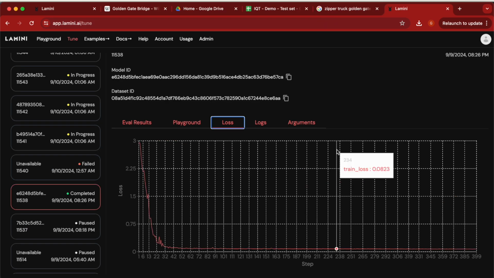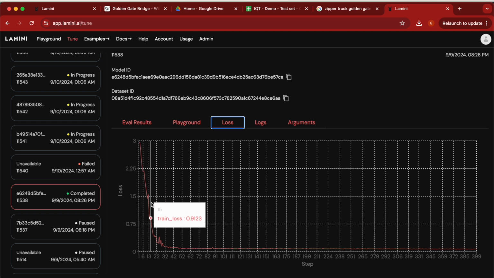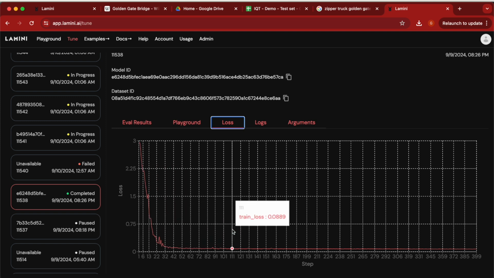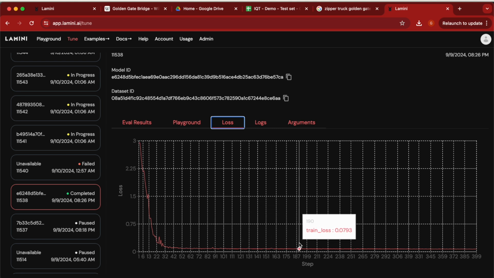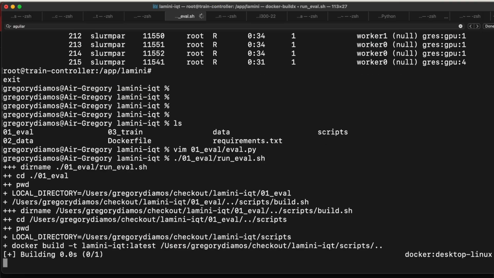Let's take a look at our model when it's trained. Memory tuning is not like normal tuning. Normally, we're not trying to get the loss to be this low, but for memory tuning, in order to get the facts exactly right, the loss actually has to go down pretty low on these. I'm going to run the eval.